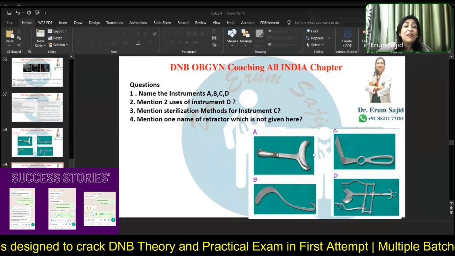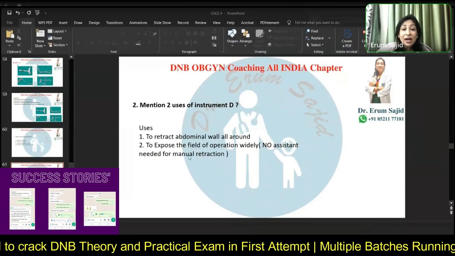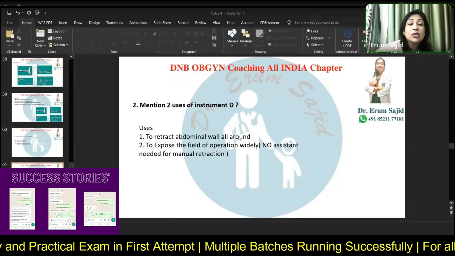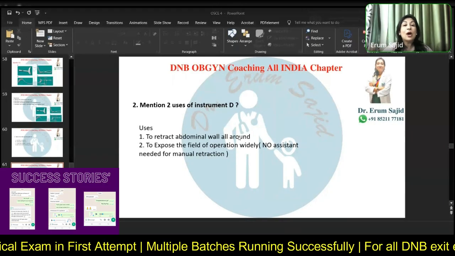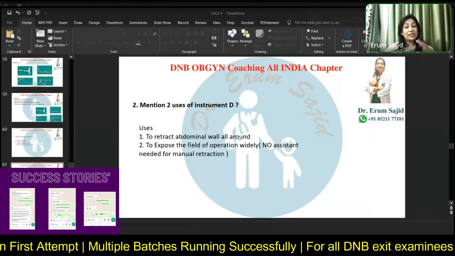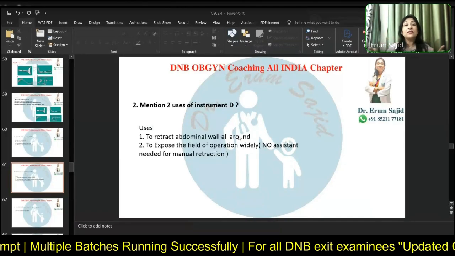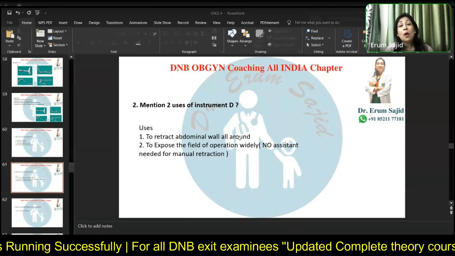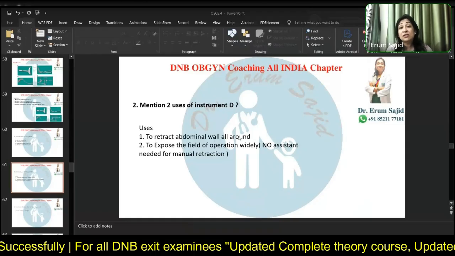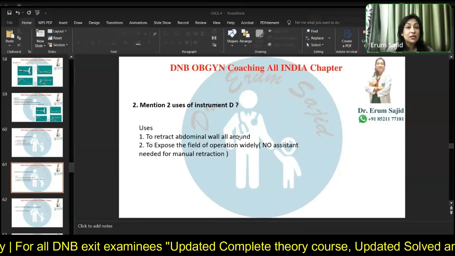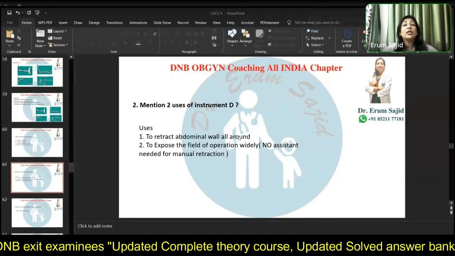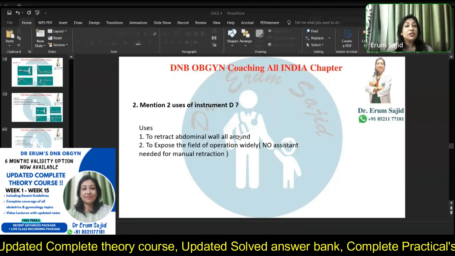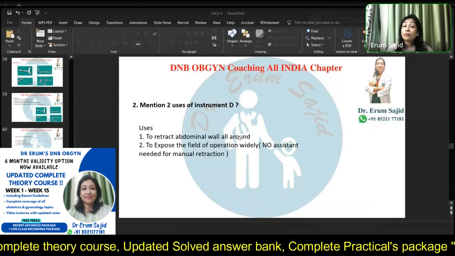What are the 2 uses? So it's self-retaining. So the biggest thing is that. To retract the abdominal wall all around, first of all, okay? And second is to expose the field without any assistant. So first of all, the entire area gets opened up, which is extremely essential, especially if you've operated with oncosurgeons, you'll see that they love this retractor, because if they ask every assistant to keep retracting only, then who's going to concentrate on the surgery? So they use this Balfour's retractor, which is self-retaining.